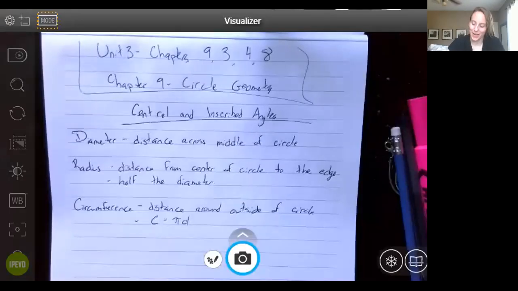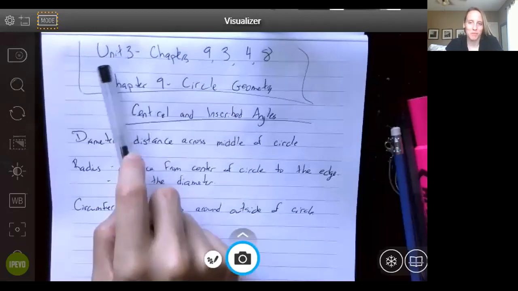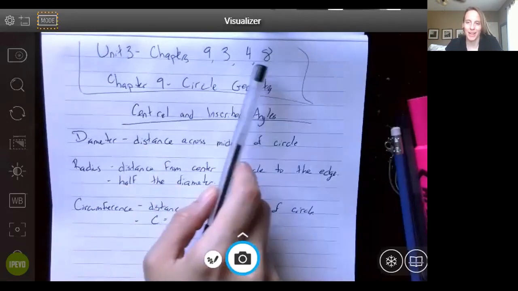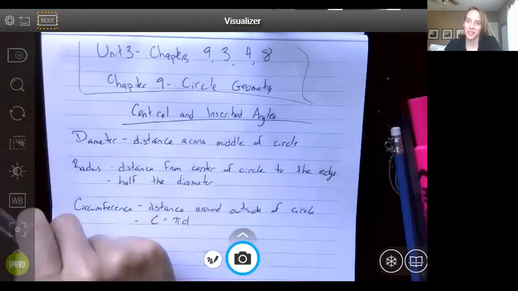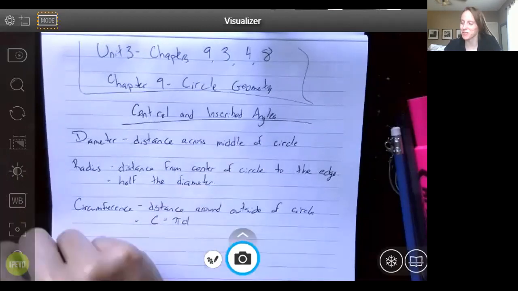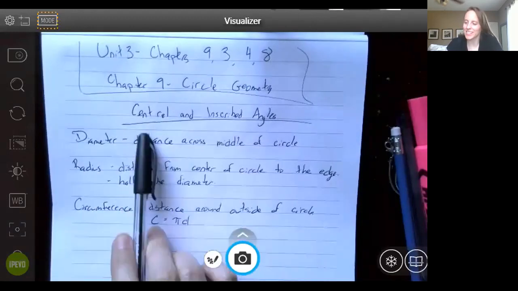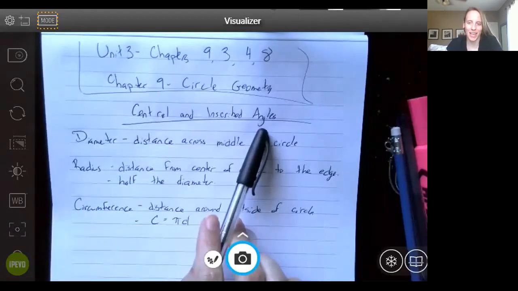So the first chapter that we're going to be going into is circle geometry. Okay, so just so you know, the chapters we're going to be covering in this unit are chapters 9, 3, 4, and 8 in that order, which I know is all over the place, but that's what we're going to be doing. Chapter 9 is circle geometry, and today's lesson is central and inscribed angles.